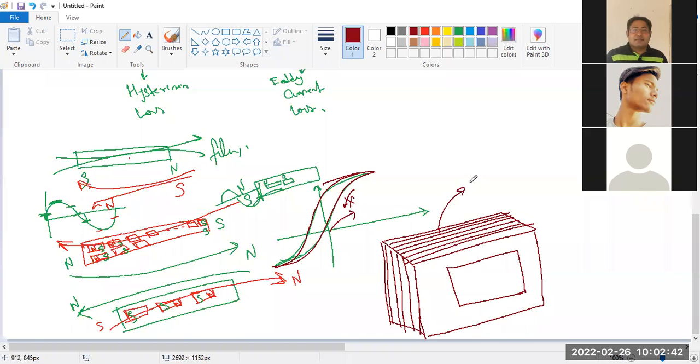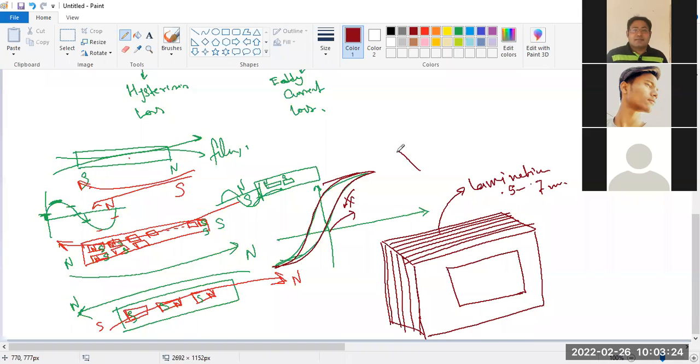Okay, this lamination is made up of 0.5 to 0.7 millimeter thickness. So if we attach these one by one, then it will reduce the hysteresis loss. So if anyone asks how to reduce the hysteresis loss, then you have to say we have to use laminations.